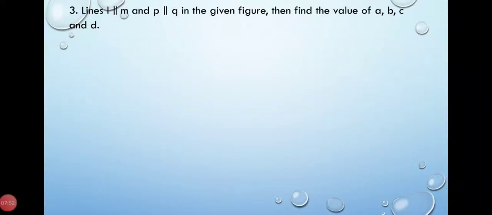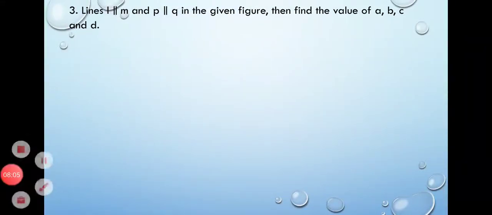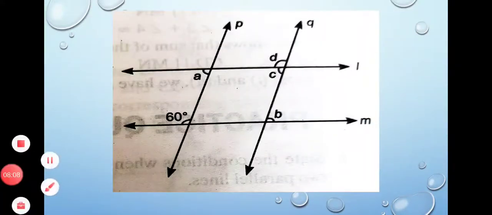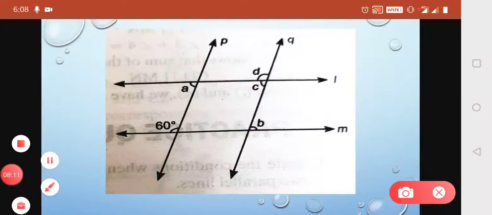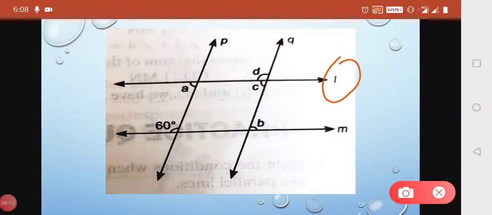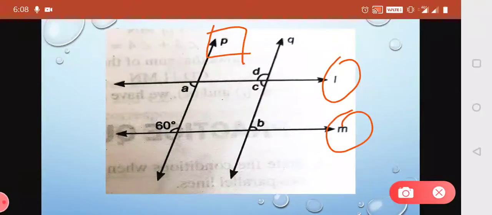Question number 3. Lines L parallel to M and P parallel to Q in the given figure. Then find the value of A, B, C and D. Yes, it is given in the figure that line L is parallel to line M. Also, line P is parallel to line Q. We have to find value of A, value of B, value of C and value of D.